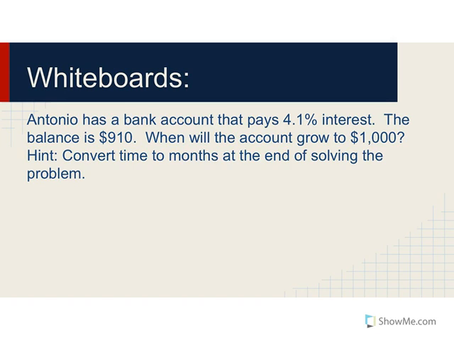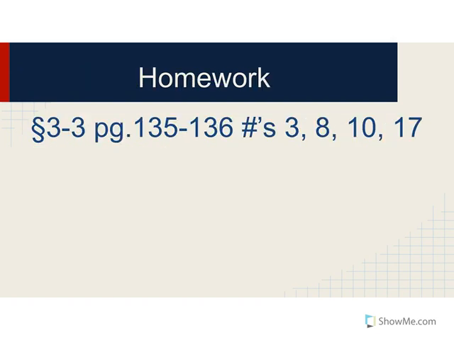Okay, so where it says whiteboards on your notes, it should say you try. I want you guys to go ahead and try this example. Antonio has a bank account that pays 4.1% interest. The balance is $910. So when will the account grow to $1,000? Your hint: be careful because you're going to be converting time to months again at the end of solving the problem. If it's a full amount of years, you won't have to do that. So good luck. I will check this when I check all your notes.